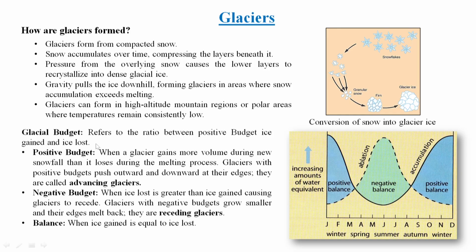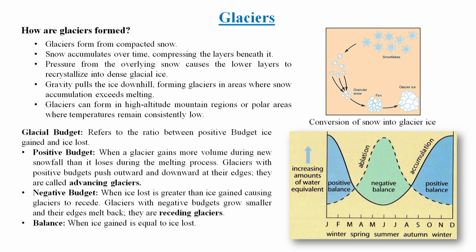So if there is a positive budget, when a glacier gains more volume during new snowfall than it loses during the melting process, then it will be added to the glacial budget. So it will be a positive budget. You can also have a negative budget, when ice lost or melt is greater than ice gained, causing the glacier to recede or retreat. So in that case, glaciers with negative budgets grow smaller over time. In case of a positive glacial budget, the glacier or for example the ice sheet will grow bigger and bigger. And when there is a balance, the ice gain is equal to the ice that melts.